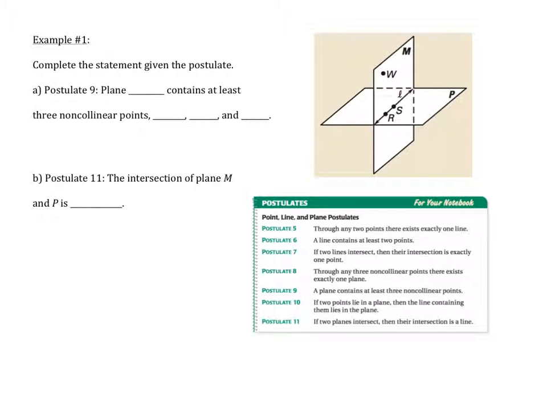So filling in the blanks, plane M contains at least 3 non-collinear points: R and S, those 2 points that were on line L, which is shared with plane P, and also W, because that is the plane that had 3 non-collinear points on it. Problem B, postulate number 11: the intersection of plane M and P is blank. So referring to postulate 11, if 2 planes intersect, then their intersection is a line. We kind of talked about this before. We know that plane P is intersecting plane M along this line right here, which is called line L. So we can complete the statement by just putting line L.